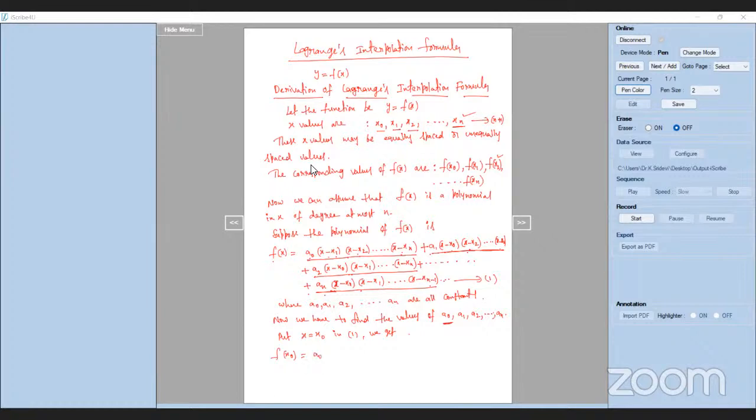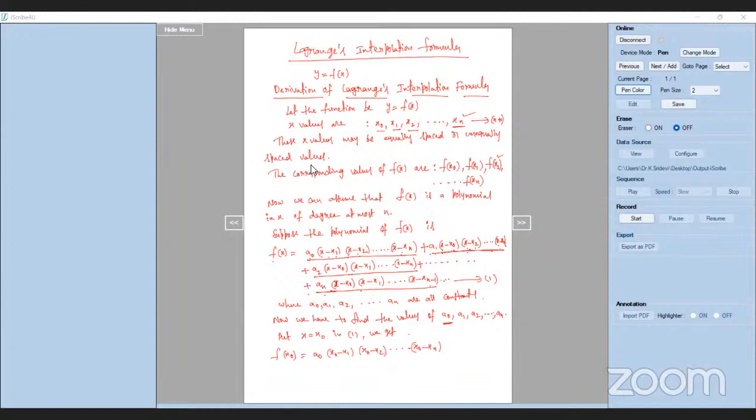So next the factor is x0 minus x1 and x0 minus x2 and so on, x0 minus xn. And coming to the second term, if you take x equal to x0 in this term, a1 into x0 minus x0, x0 minus x2 and so on, x0 minus xn. So x0 minus x0 is 0. That is why the second term will become 0.